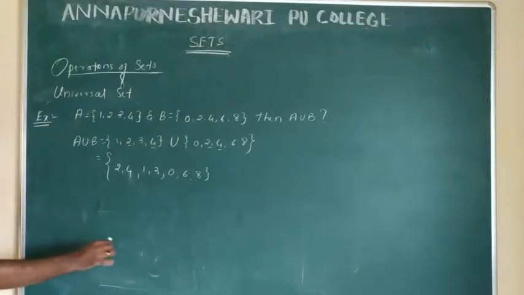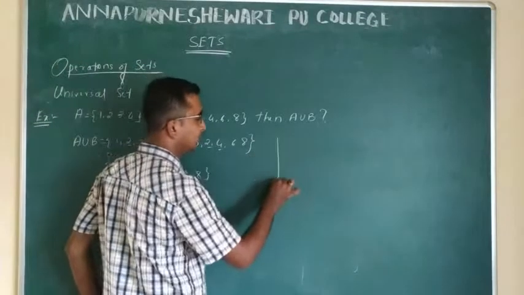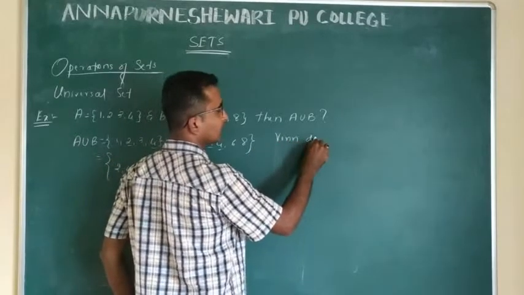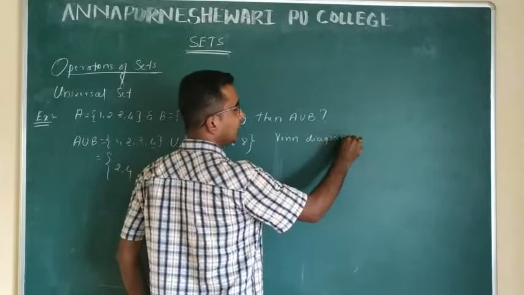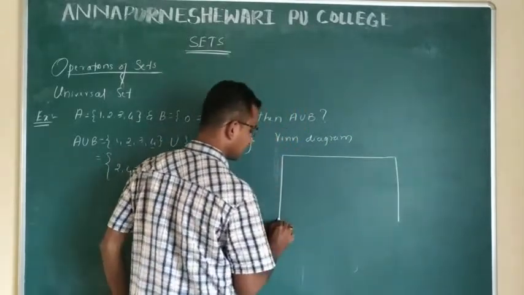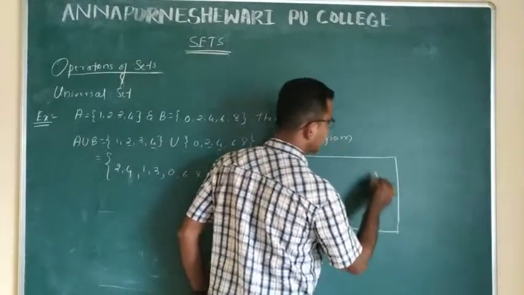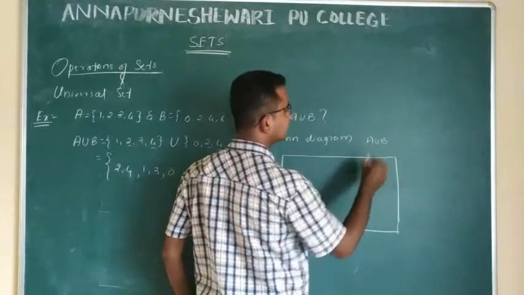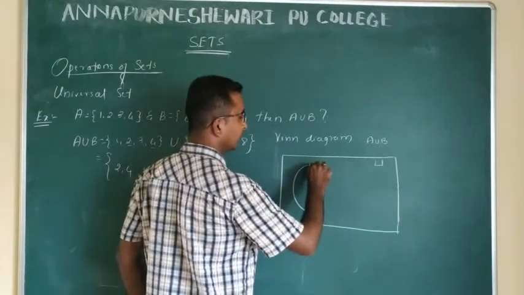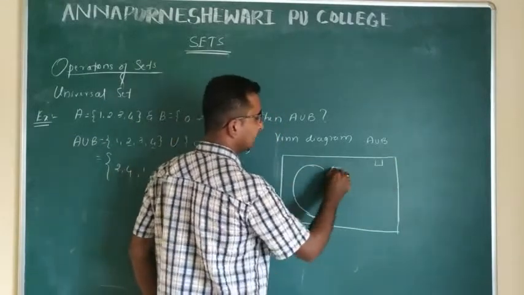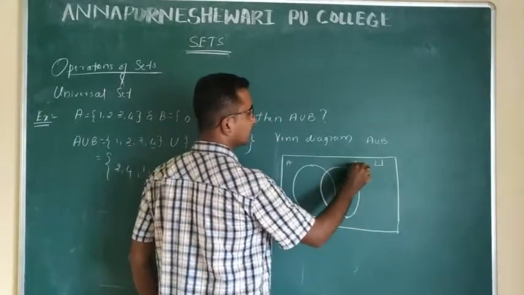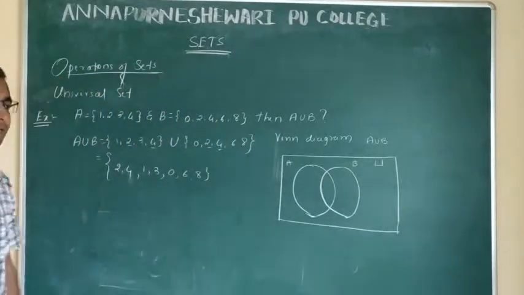Okay. And here again the elements should not be repeated from set A or from set B. Then what about the Venn diagram for A union B? This is a Venn diagram. So the Venn diagram for A union B is, this is for A union B. So this is the universal set. Here how many sets have we taken? Set A, set B.